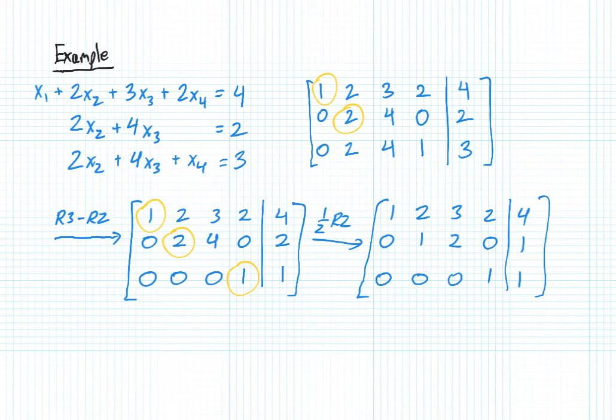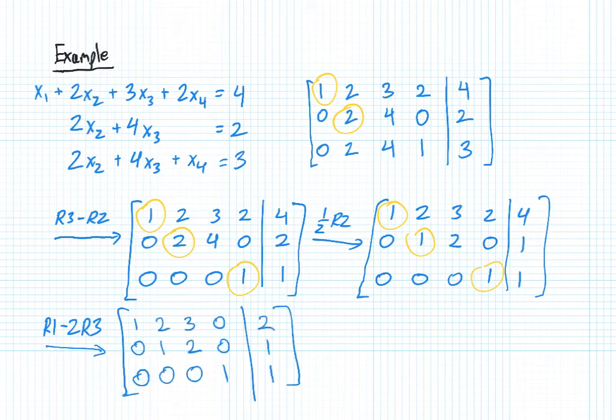Now we move on to the third step of Gauss-Jordan elimination, which is to work backwards from the bottom to the top and eliminate the entries that are above the pivots. So first we want to get rid of the 2 that's above the pivot in the third row. And to do that, we'll subtract 2 times row 3 from row 1. And this is what we get.